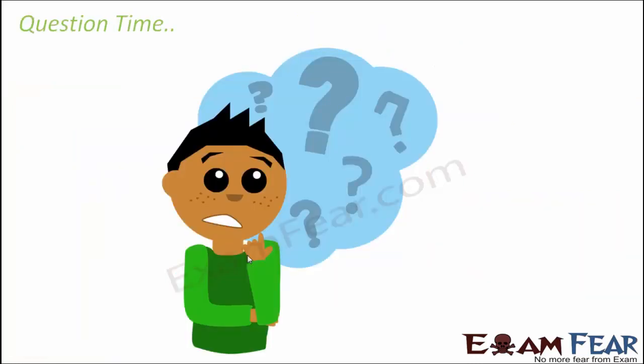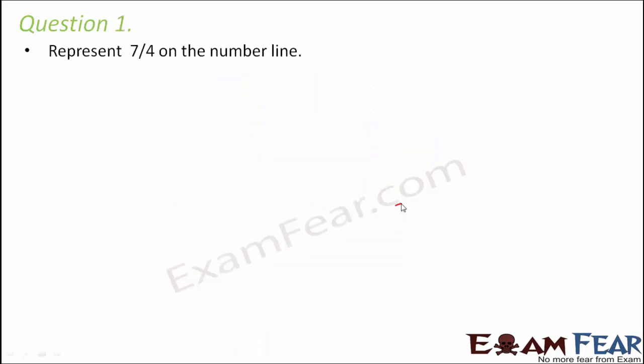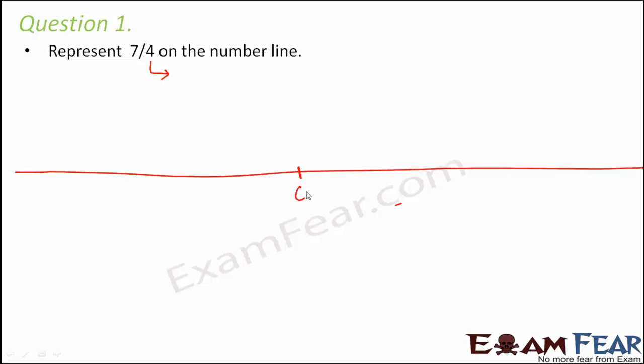So based on whatever we have studied so far, let us try to look at some of the questions. Represent 7 by 4 on the number line. Now, when you look at it, what is the denominator? It is 4. So what have we learned? That on the number line, whatever the denominator is, we divide each segment into that many equal parts. Let's say this is 0, 1, 2, and so on. And this side you have minus 1, minus 2, and so on. So we divide the section between 0 and 1 into 4 equal parts, because 4 is the denominator. So let's say 1, 2, 3, and 4. Similarly, we divide every segment into 4 equal parts like this.